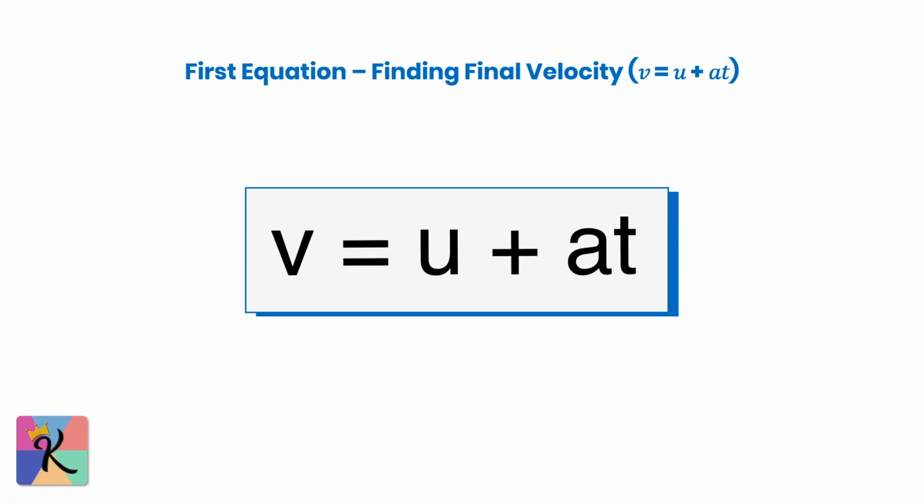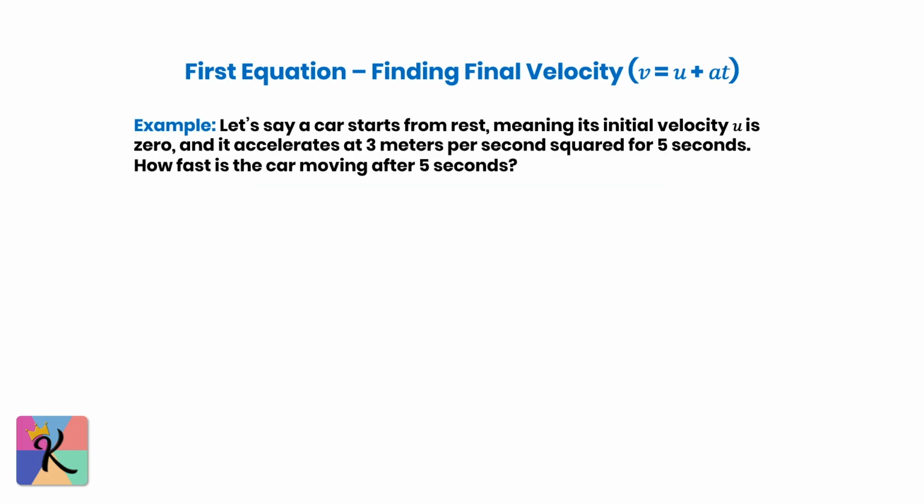The first equation, v equals u plus at, allows us to calculate the final velocity of an object when we know its initial velocity, acceleration, and the time it has been moving. This equation is useful for determining how fast something is moving after a certain amount of time.